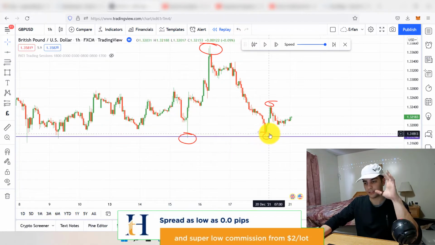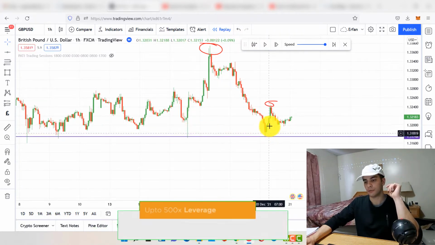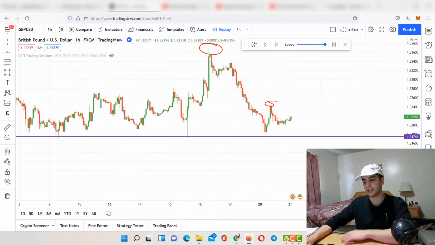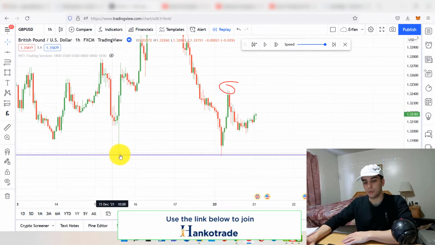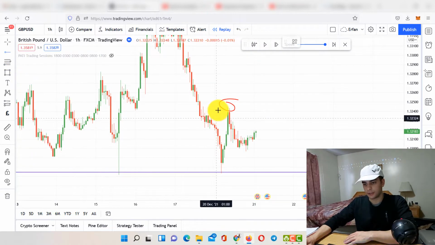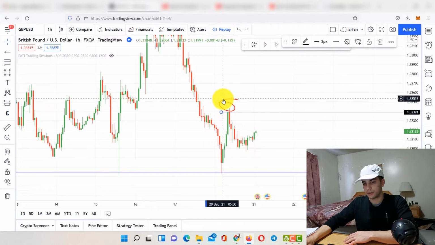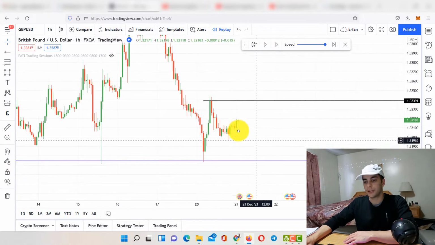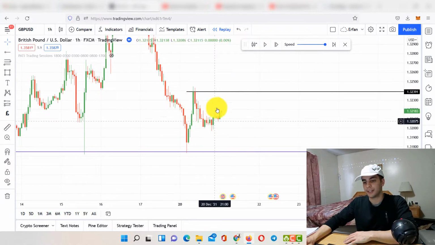As I said, it's not an indicator that you need to, for example, buy right here. I'm not saying that. I'm just going to tell you exactly where the market is going. So after we identified everything, we have our resistance level right here, we have our support level right here, and the market is kind of consolidating in the middle.